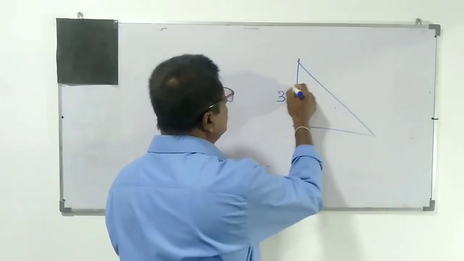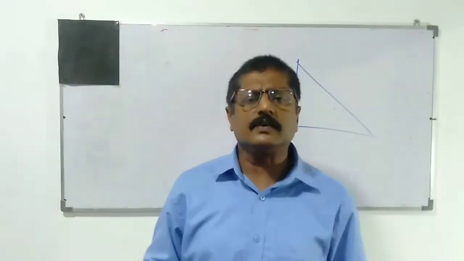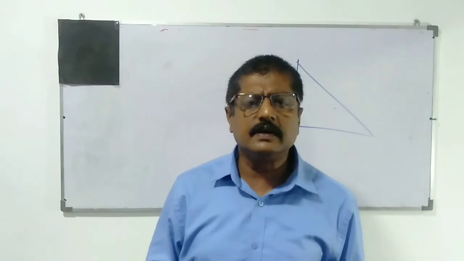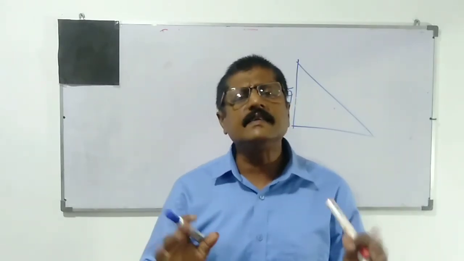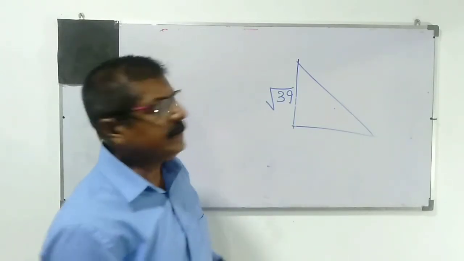Square root of 39, this length. The length itself is a square root. Now, they don't give the square root. Root 39 is the length. The length is given in this manner. And this side is 5.